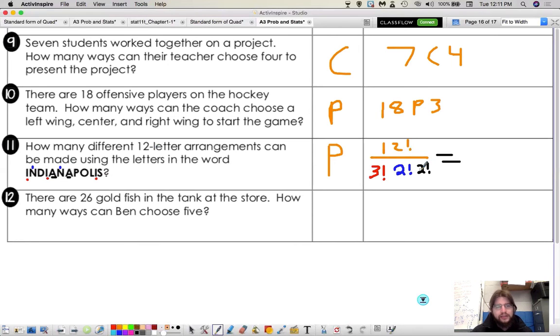So there are 26 goldfish in a tank at the store. How many ways can Ben choose 5? That's a combination, 26C5.